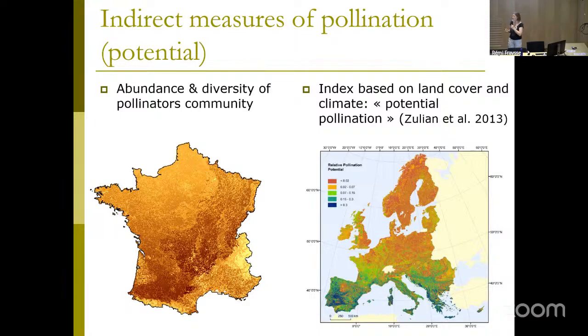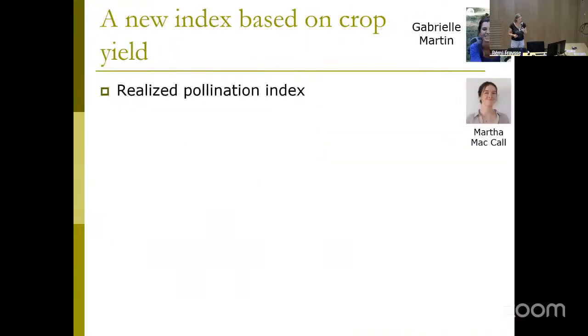And another widely used index is even more indirect. It uses land cover and climate data to estimate where resources will be available for pollinators in terms of food resources and nesting resources, and to map potential presence of pollinators. So it's really completely indirect. And with several colleagues, what we did is to try to provide a direct, realized measurement of animal pollination.